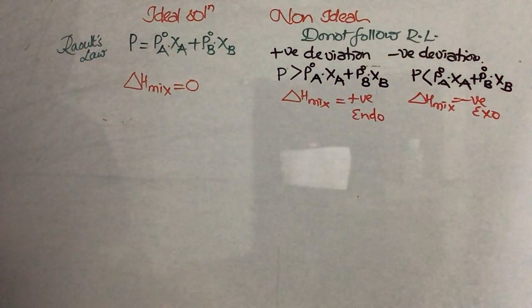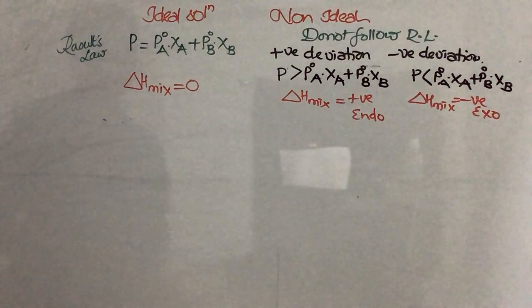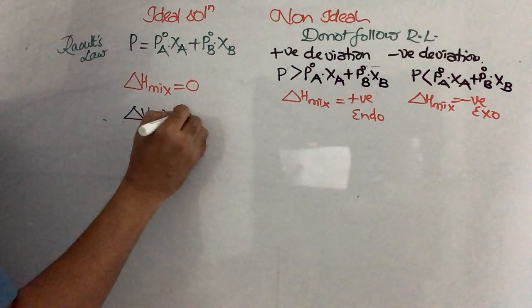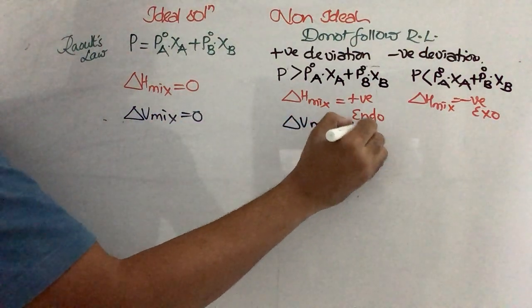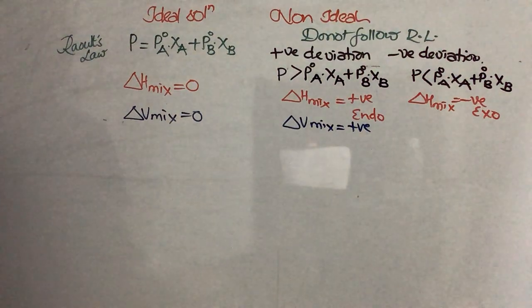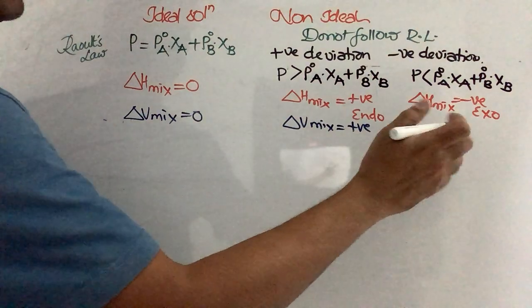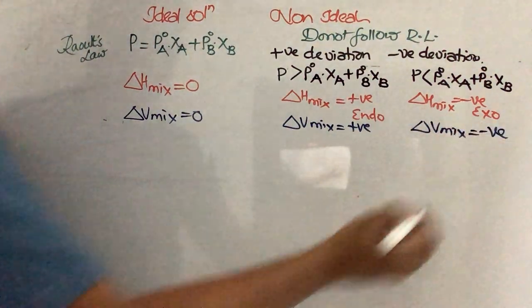Here there is no possibility. But actually there are no completely ideal solutions. There are a few that can function like that. Delta V mixing is also 0. Here delta V mixing is again positive. That means if you take 20 ml and 20 ml, you get 40 ml. Here it will be 41, like that. Here it will be 39, like that. Delta V mixing is going to be negative.